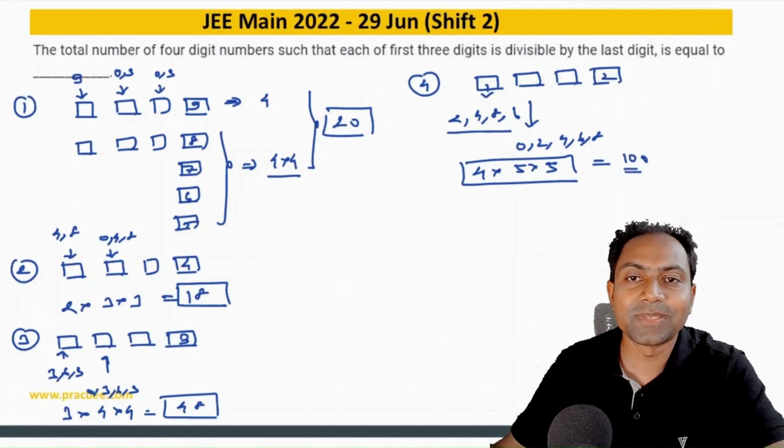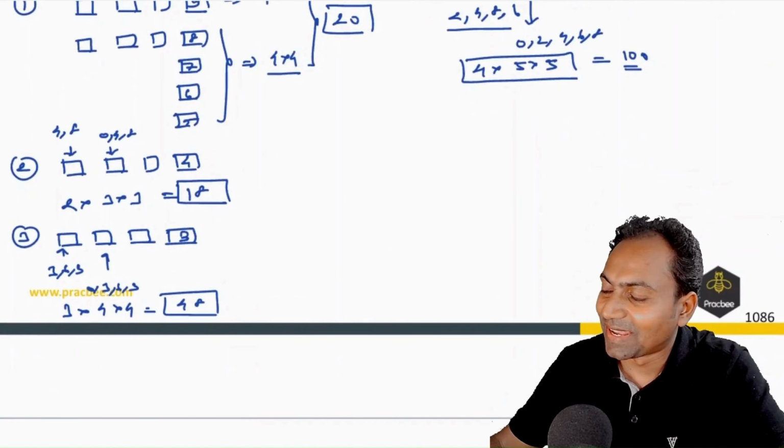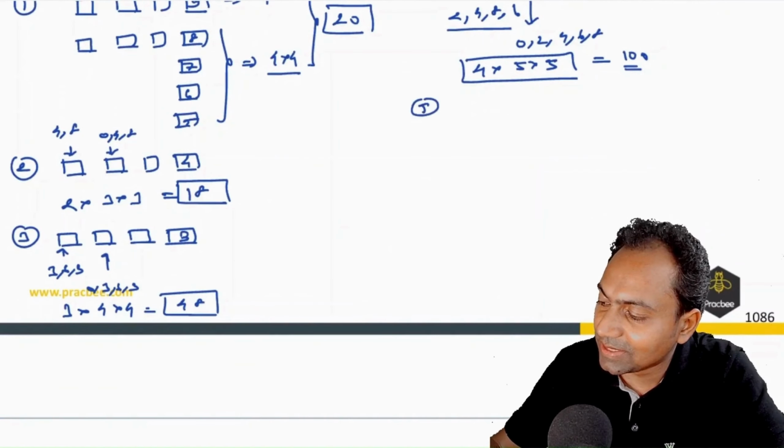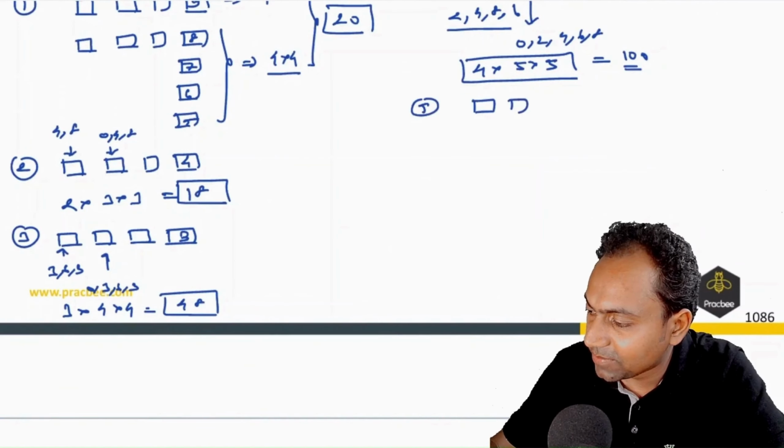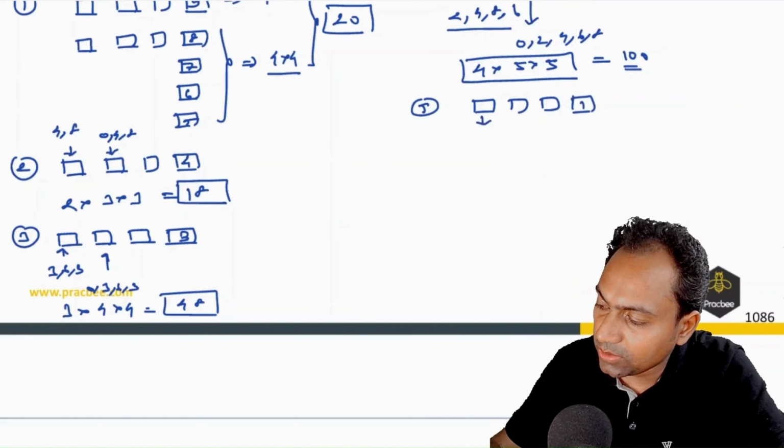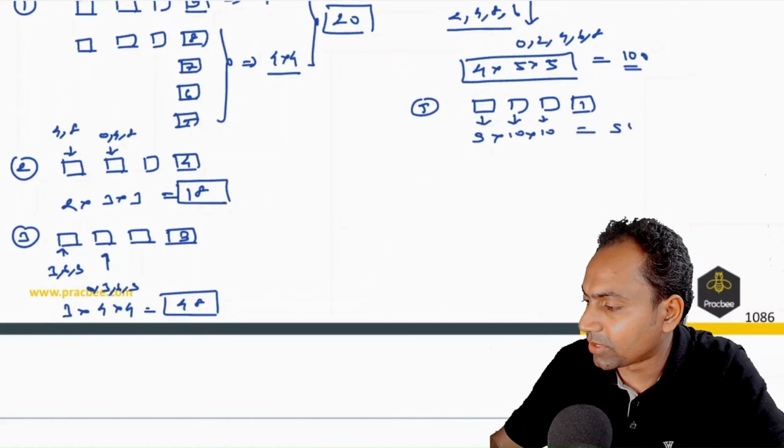And now we are missing out on a very important case. And that important case is our fifth case, in which the units place digit becomes nothing but 1. Now if it becomes 1, then here you can put any 9 digits. Here you can put any 10 digits. Here you can put any 10 digits. So the answer corresponding to that becomes 900.